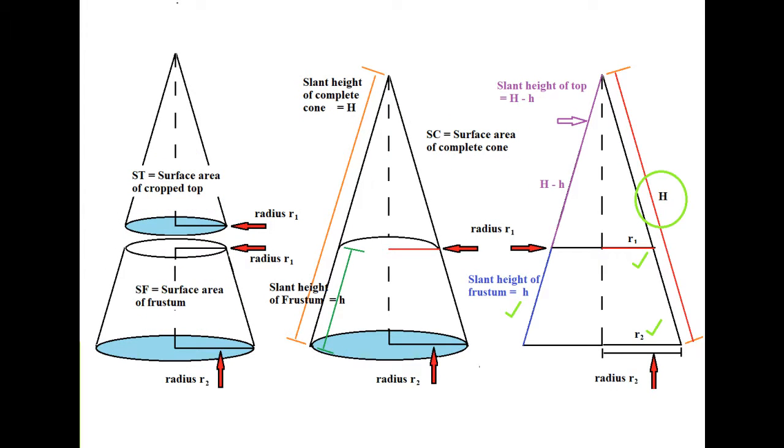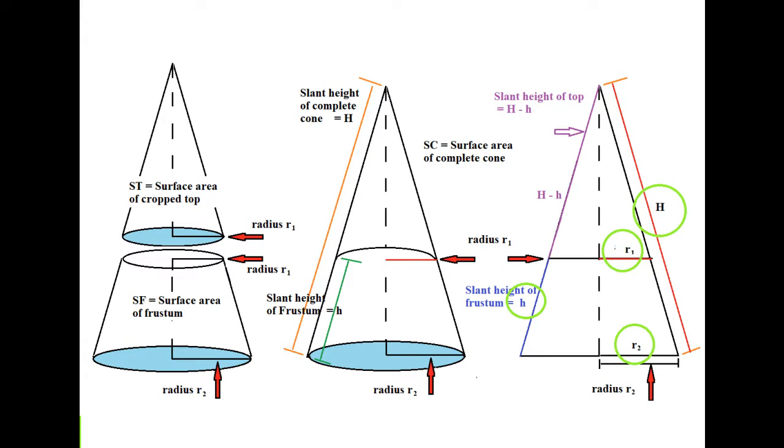If we are given a frustum, we know the values of R1 for the top radius and R2 for the bottom radius, and the slant height small h, or we can measure them. But big H is an unknown quantity. We have to find an expression so we can substitute for the unknown quantity big H with some terms whose values we know, such as R1, R2, and small h.